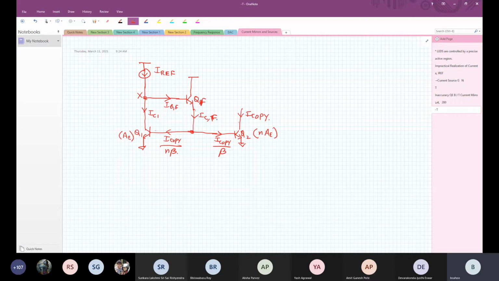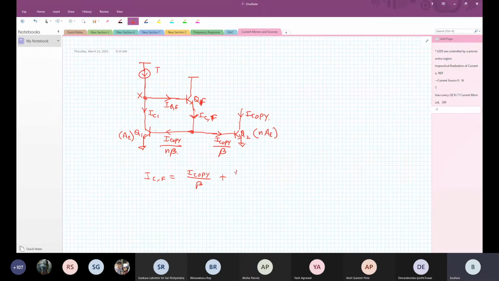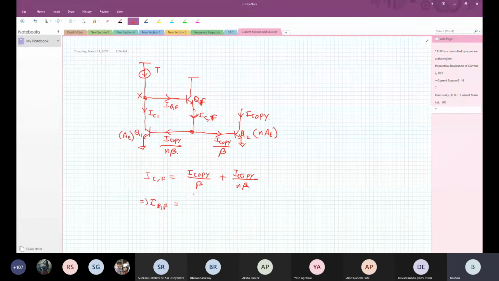Okay, this is the current. Now what is IC,F? IC,F is actually the sum of the base currents, I copy divided by N beta. Therefore, IB,F, if both QF and Q1, Q2 have the same beta, is going to be I copy divided by beta squared plus I copy divided by N beta squared. And now apply KCL at this point.